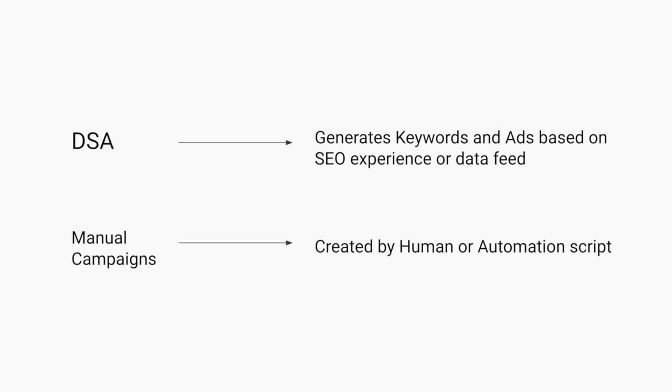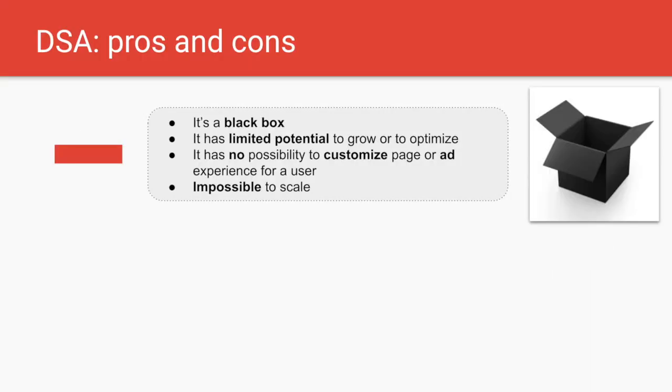So first, DSA generates keywords and ads based on your SEO experience or data feed. In a lot of cases, Google is not making up anything. It just takes something that already exists in your account, exists in your site, exists in your feed, or anywhere else that was already created by your team or your SEO optimizer managers or your CMS system, anything else. Manual campaigns are created by a human or an automation script, and contain keywords and ads separately that you can control and track, not as one single thing.